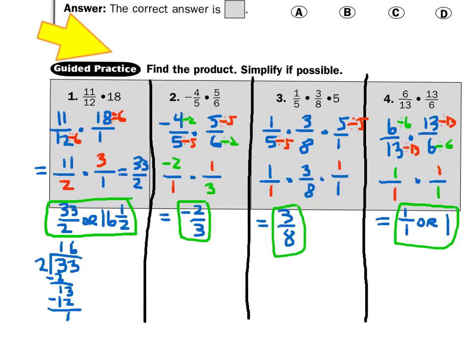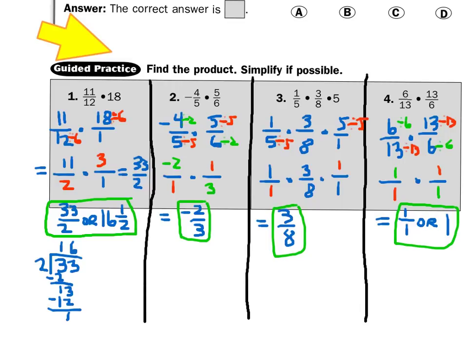Okay, take a look at number 2. Negative 4/5 times 5 over 6. Let that negative go up to the 4. So I have negative 4 over 5 times 5 over 6. And now look across. See the 5s? Their greatest common factor is 5. So I divide both by 5. Look at the negative 4 and the 6. Their greatest common factor is 2. So I divide both by 2.